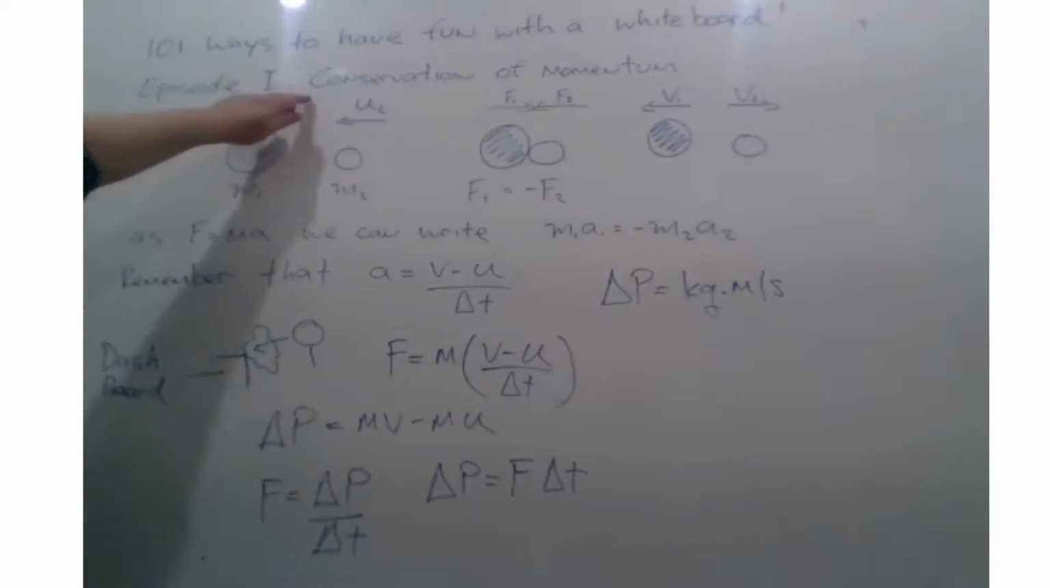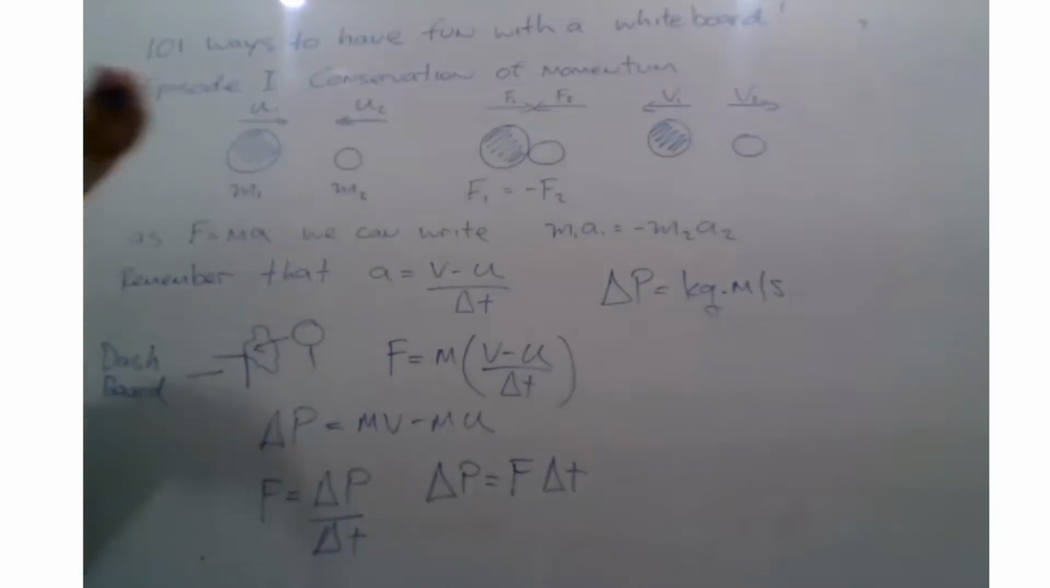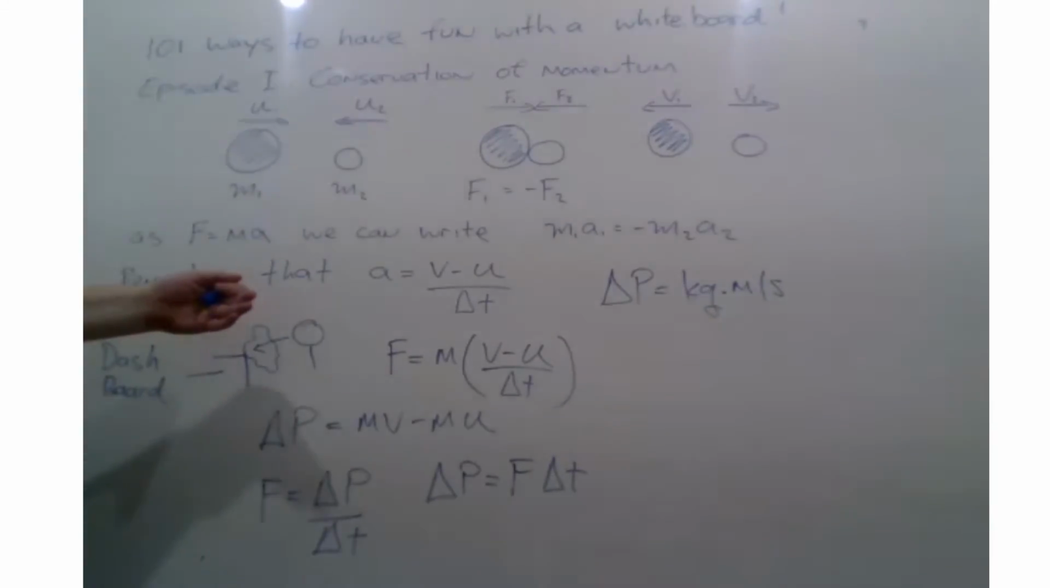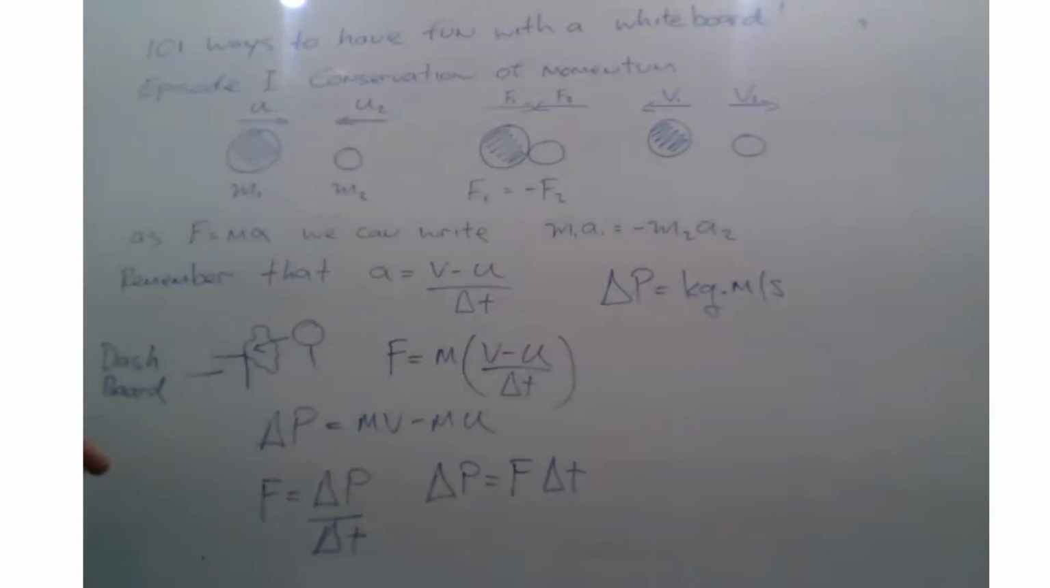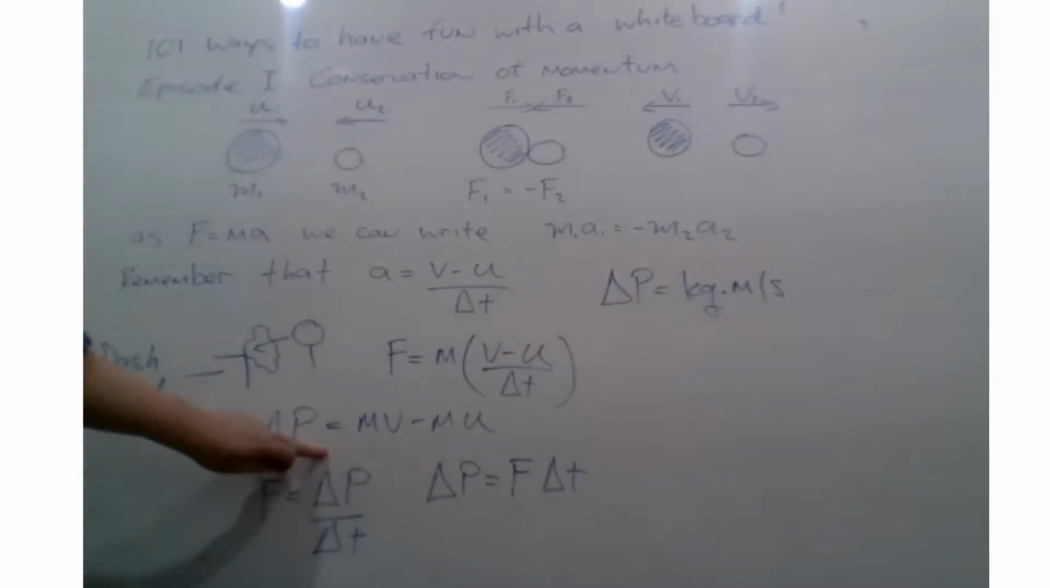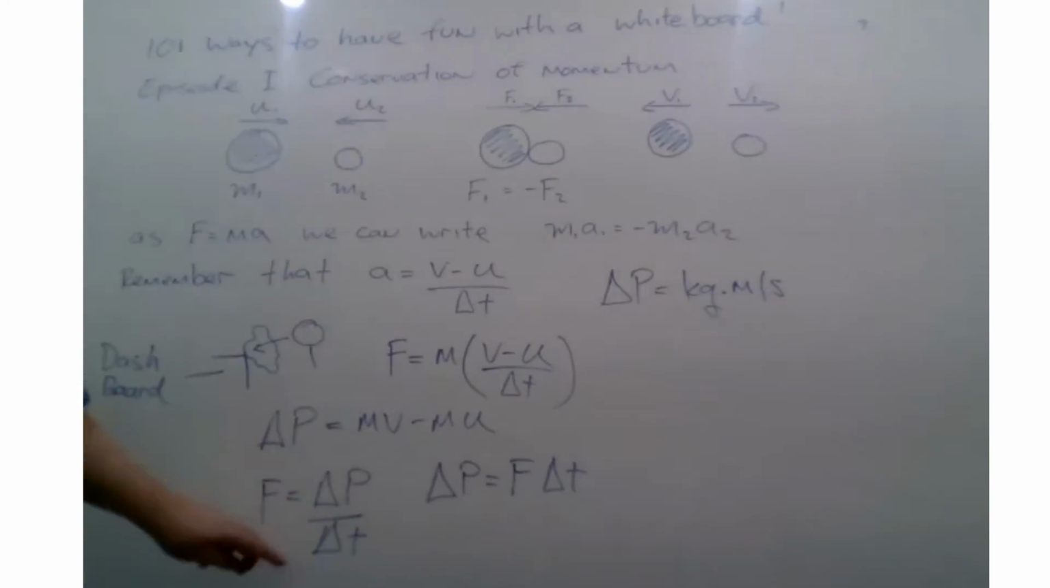Okay, so that's conservation of momentum. In a closed system where we have an elastic collision, the final momentum of the system has to equal the initial total momentum of the system. So the momentum of both parties, of course. And we can relate that back to force, in that force really is the change in momentum of an object divided by the time it took for that change to occur.